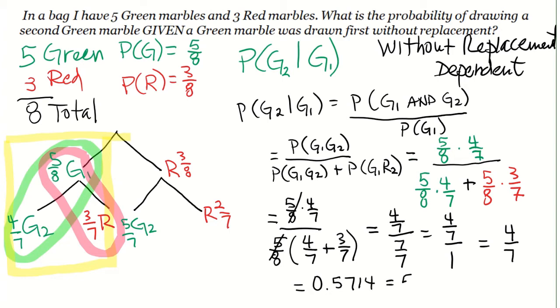and then we saw that simplifies to 0.5714, which is 57.14%. So we got the same answer that we did before, our probability of drawing a green marble on our second try when I was given a green on the first, when we used the formula.